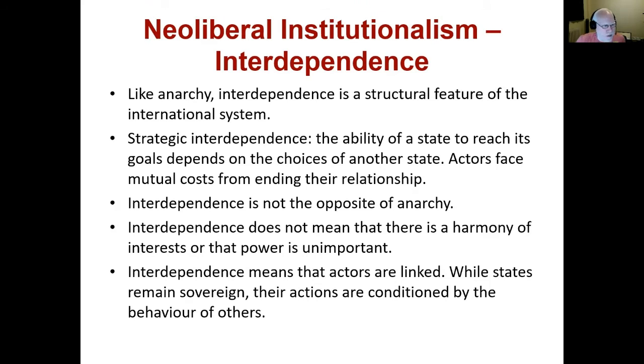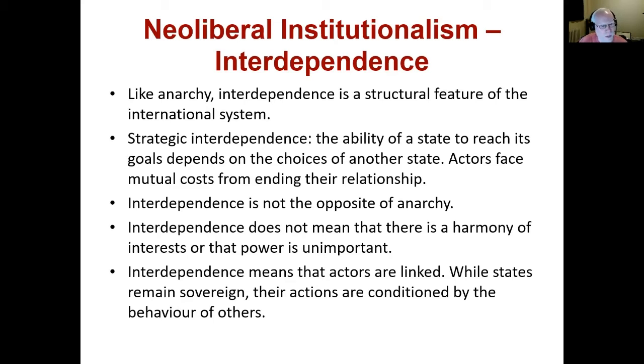So what exactly does interdependence mean? Just going a little bit deeper on what interdependence means. Like anarchy, interdependence is a structural feature of the international system. So it feeds into when we talk about what the international structure is. We've talked about how you could have an anarchic structure, anarchy can be an element. Well, interdependence can also be an element of the international structure.